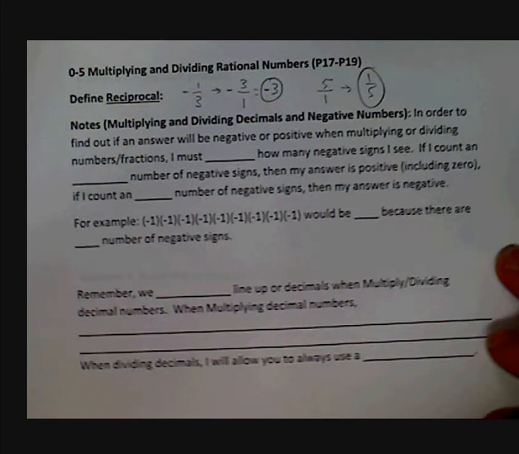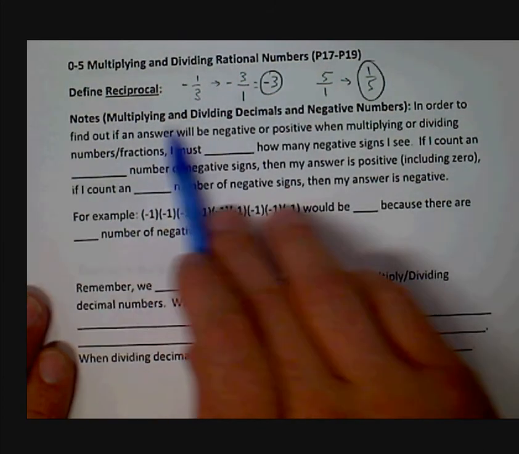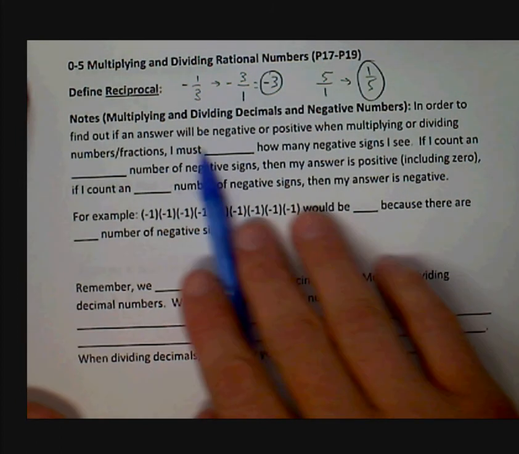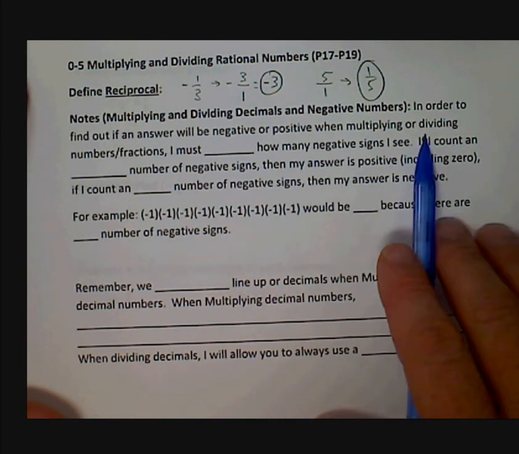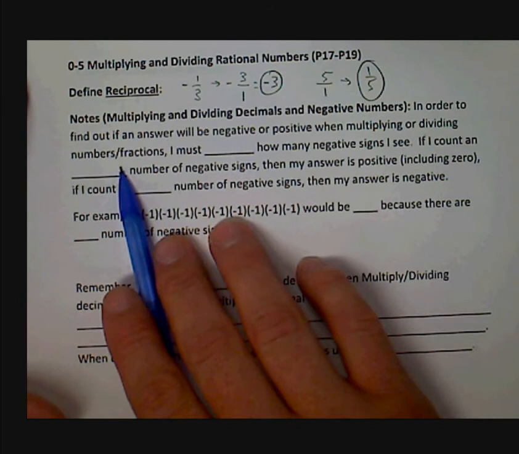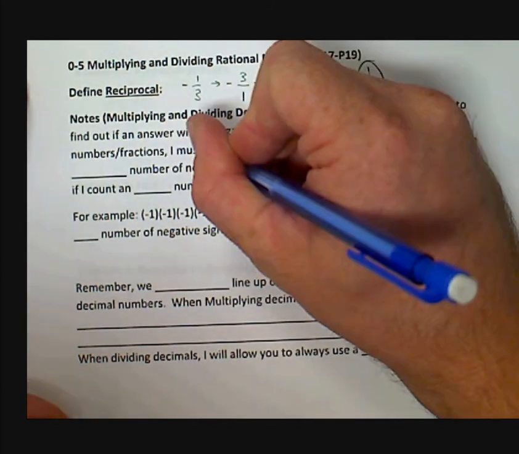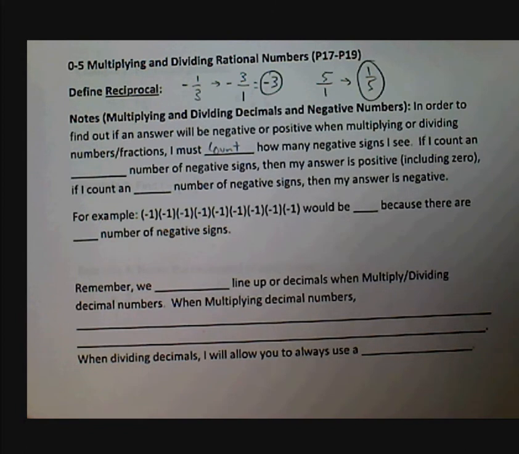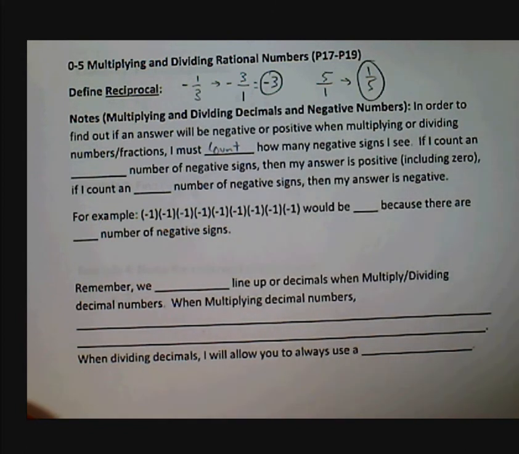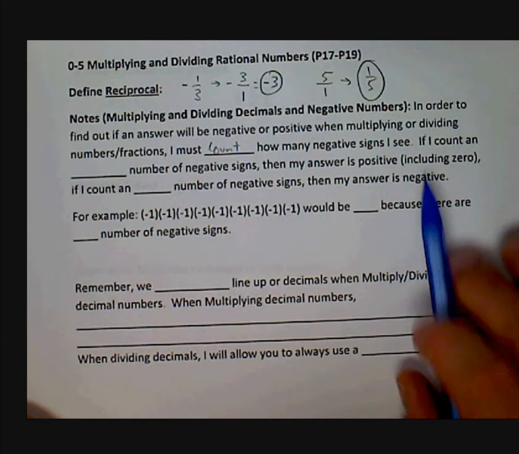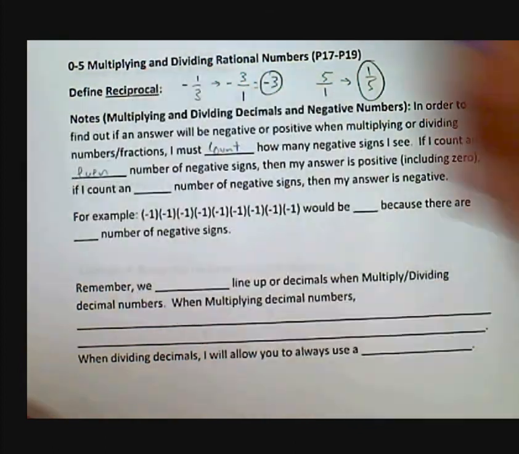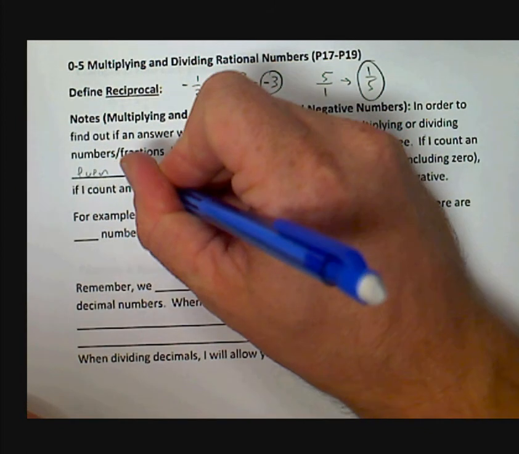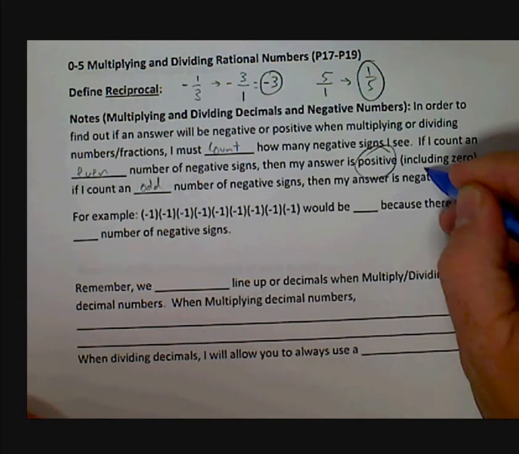Here are our notes. Multiplying and dividing decimals and negative numbers. In order to find out if an answer will be negative or positive when multiplying or dividing numbers and fractions, I must count how many negative signs I see. I've already taught this, but I'm reiterating. If I count an even number of negative signs, then my answer is positive. If I count an odd number of negative signs, my answer is negative.